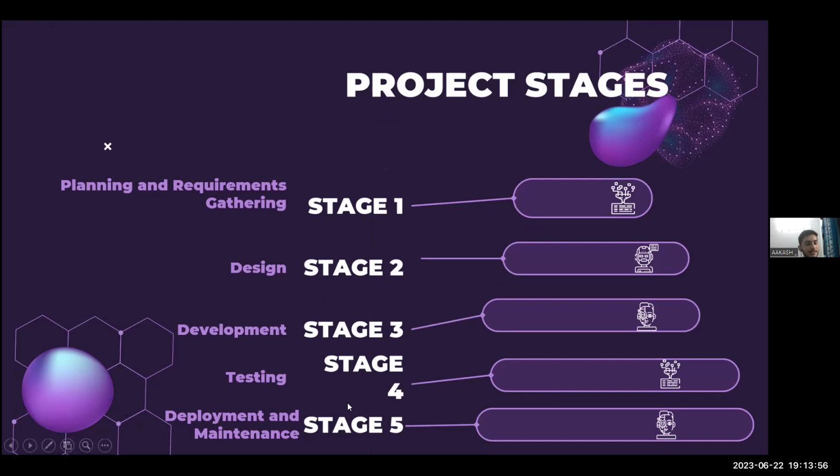And then, at last, it is the deployment and the maintenance stage. So basically in deployment, once you have developed the complete website, the website is made available to the user. In the deployment phase, the server infrastructure is developed as well as the database is configured, and the website is finally made available to the different users.